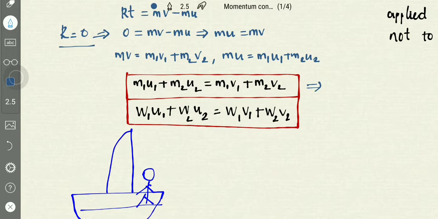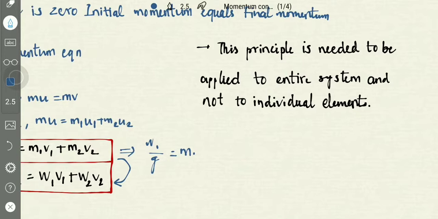We can also write m1 as w1 divided by g, which is equal to m1. So we can represent this equation in terms of W also, because all the g's in the denominator get cancelled. So we can represent it in terms of weight and also in terms of mass. An important point is that this principle needs to be applied to the entire system and not to the individual elements.